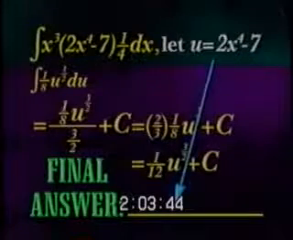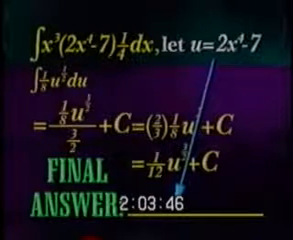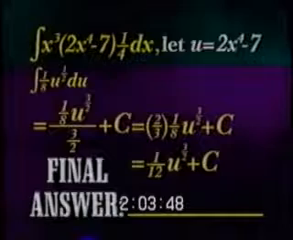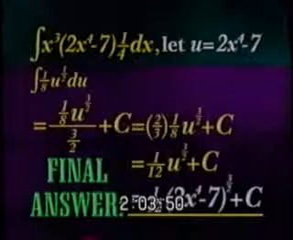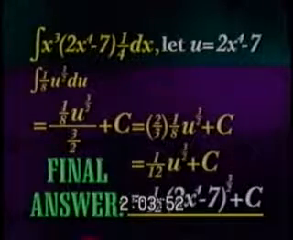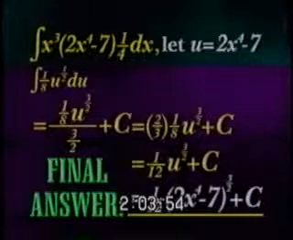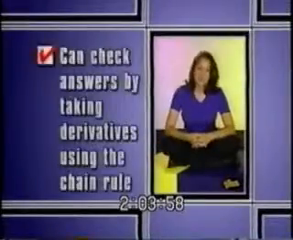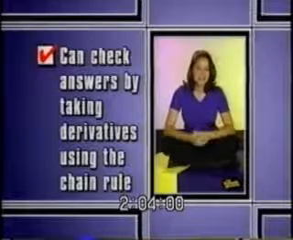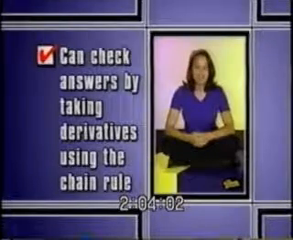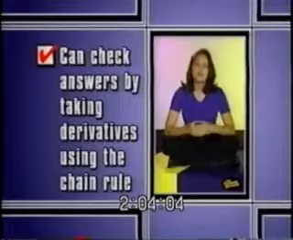Since we let u equal 2x to the 4th minus 7 earlier, our final answer becomes 1/12 times 2x to the 4th minus 7, quantity to the 3/2 power plus c. Just so you know, we could check our answer here if we wanted to by taking derivatives using the chain rule. We won't take the time to do it now, but it might be a good rainy day activity for you and your friends. And hey, sometimes it's a good idea to check your answers on hard problems, especially during a test.